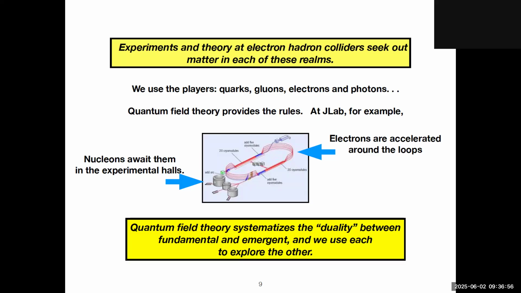Okay, so the idea here is quantum field theory systematizes the kind of duality between fundamental and emergent, and we use each to explore the other. We use collisions of emergent objects like protons to discover the elementary fundamental degrees of freedom inside the protons. And someday, in fact, we may find out that the electron is really also made up of what they used to call preons, but it's kind of fallen out of favor. Well, at high enough energies, one might be able to see that.